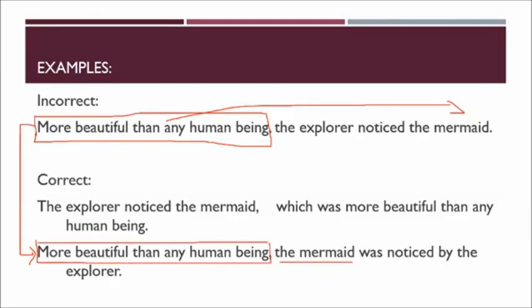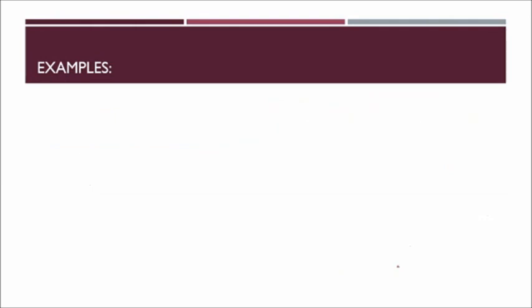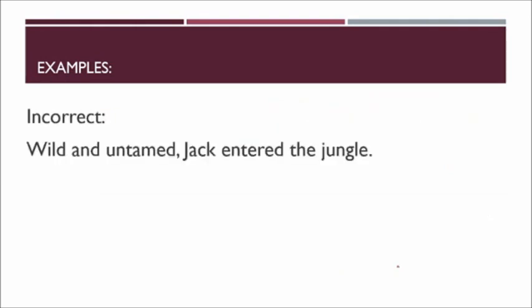Following the same structure, "more beautiful than any human being" is the modifying phrase, and then we need to transfer the word that is being modified near to it. So the mermaid. So you have here the mermaid, and then continue the sentence, was noticed by the explorer. All right. Another example. Wild and untamed, Jack entered the jungle.